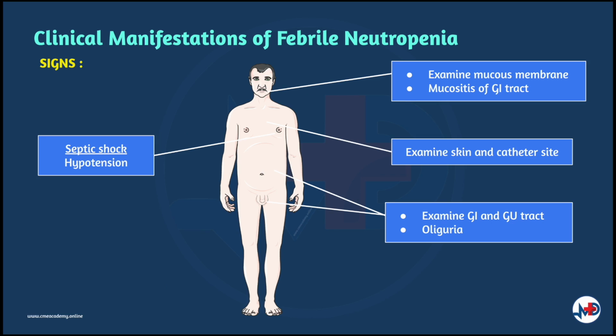Any potential portal of entry for pathogens should be carefully examined, including the skin, mucous membranes, gastrointestinal tract, urinary tract, and any intravenous catheters or line sites. Signs of febrile neutropenia include mucositis of the gastrointestinal tract, hypotension, and oliguria.